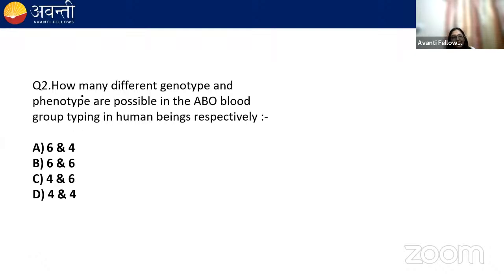Question number 2 says, how many different genotype and the phenotype are possible in ABO blood group typing in human beings respectively? They're asking about the ABO blood group. So what would be the answer for this question? A, B, C, D. What do you think? What will be the correct option for this question? They're asking about the genotype and the phenotype of the ABO blood group. Let me know in the chat box.